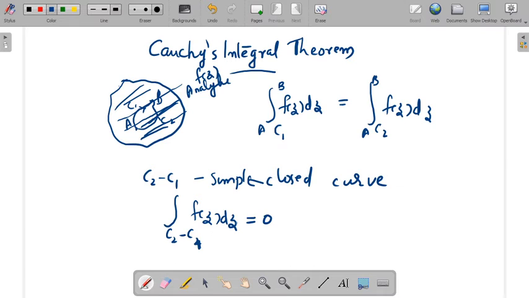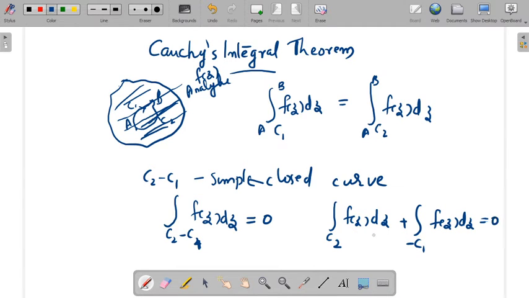So we can say the integral over C2 minus C1 of f of z dz is equal to 0. And you can split the integral as the integral over C2 of f of z dz plus the integral over minus C1 of f of z dz.